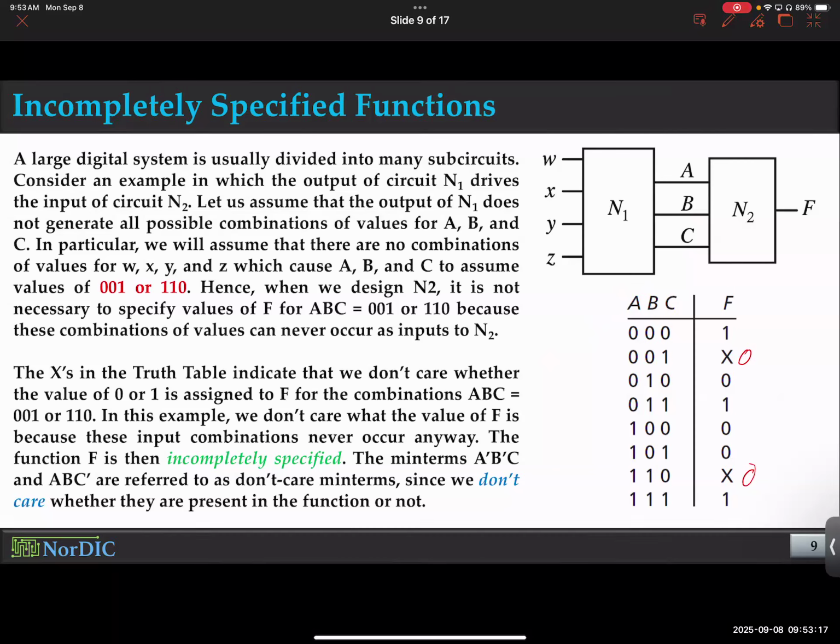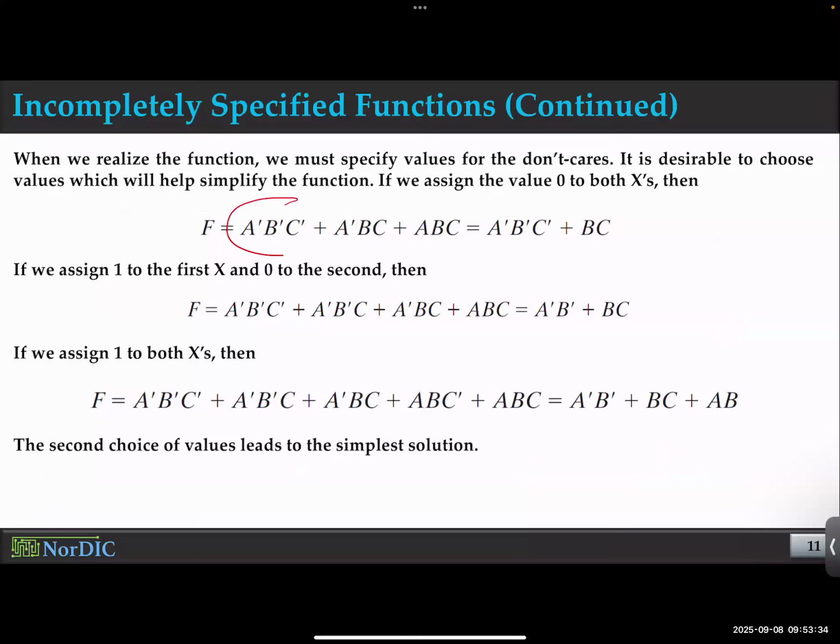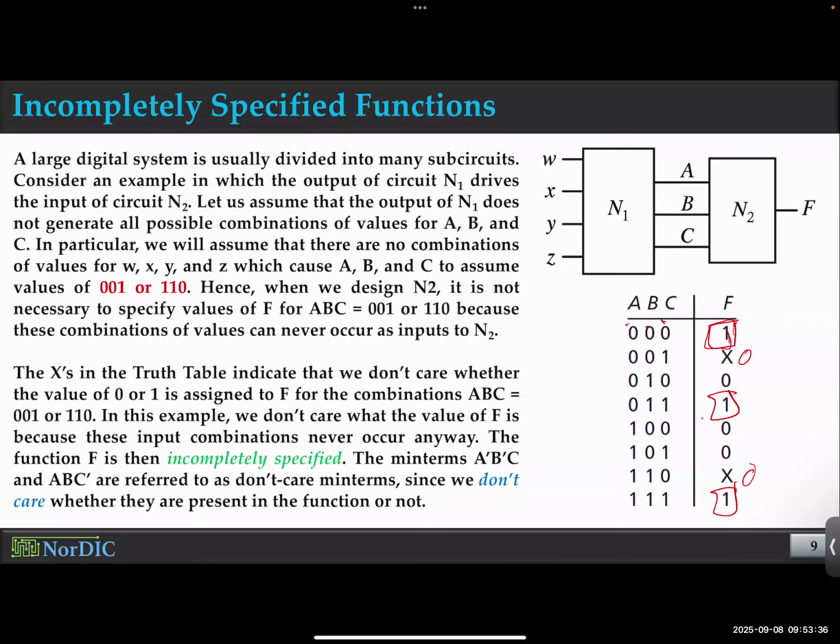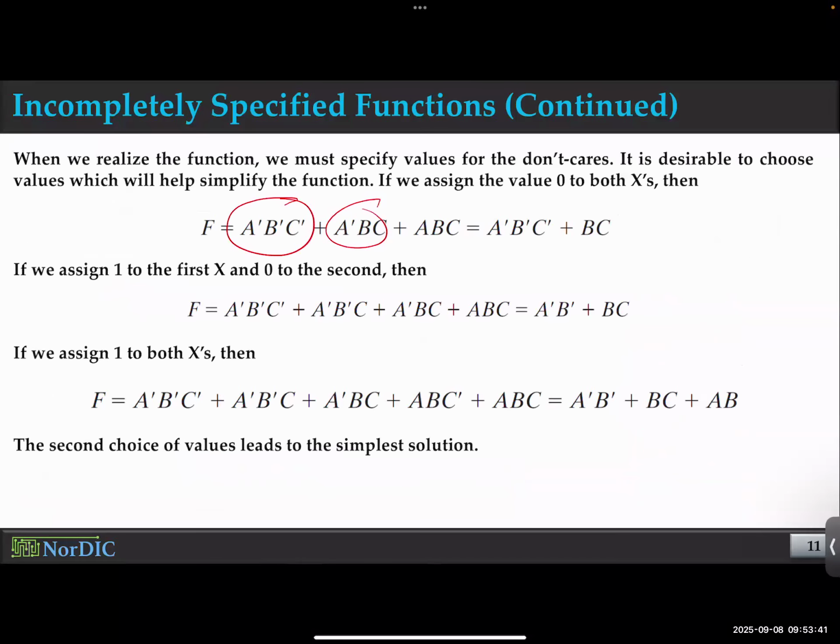Are you still with me, folks? Okay, if you choose both of them to be 0 and try to find a functional expression, I should just look for the ones. Can anybody quickly tell me what the expression should be like? A prime, B prime, C prime. Okay, A prime, B prime, C prime. And then for this one, you have A prime, B, C. For the other one, you have A, B, C. Simple. Okay, and you do some simplification, and you get this.